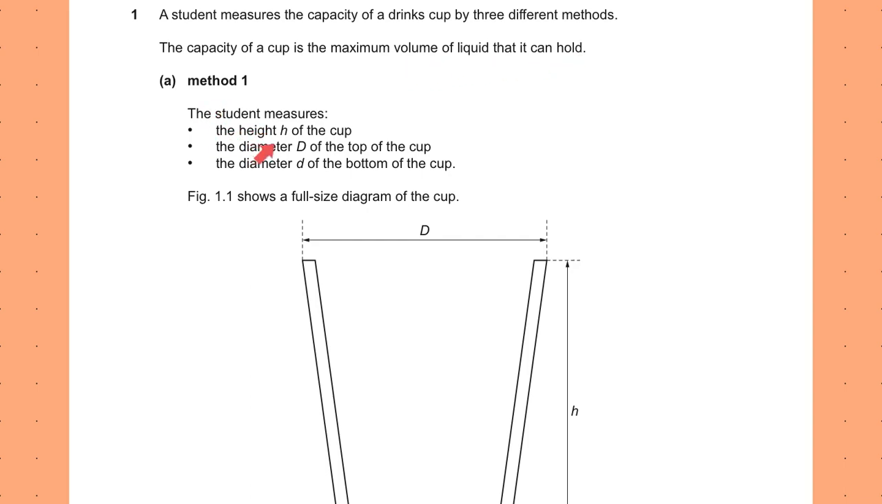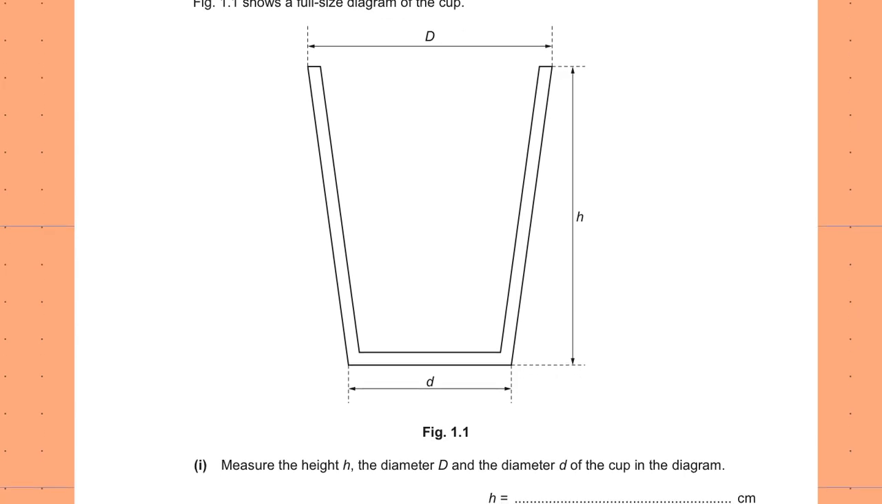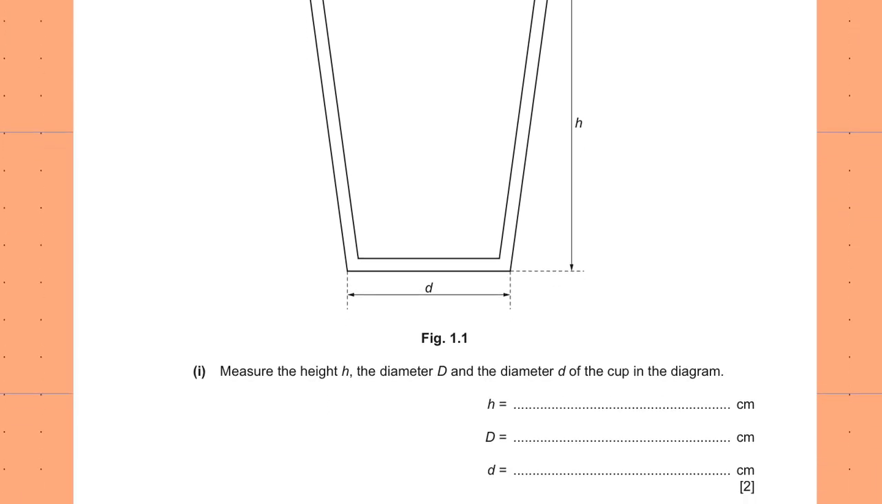Method 1, the student measures the height h of the cup, diameter d, and diameter small d of the bottom of the cup. So this is also shown here. Measure the height, the diameter, and the small diameter, small d, of the cup in the diagram. So these values you just need to measure and write down. But do keep in mind that you'll be measuring this with a scale or a rule which also has a precision of 0.1 centimeters. So even if you do get exact values, write it correct to 0.1 centimeters. So these should be 8.3, 6.9, and 4.6 centimeters for each of these dimensions.